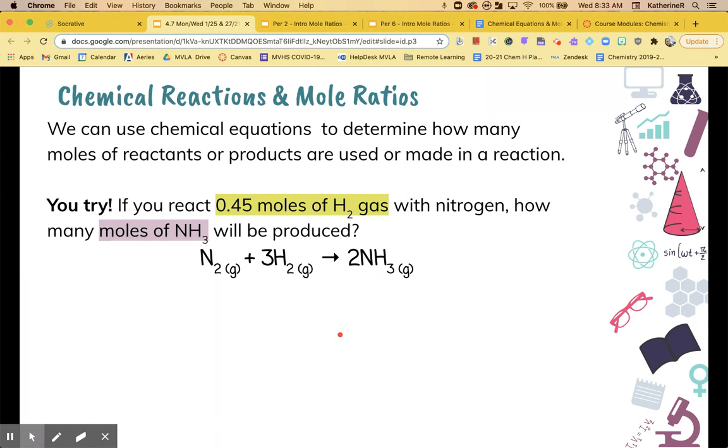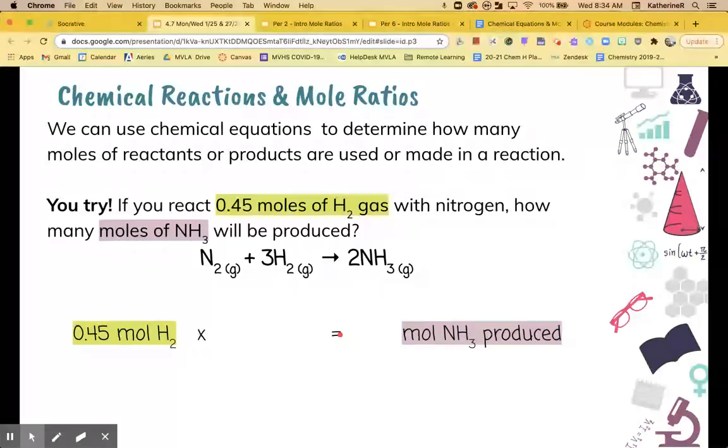Okay, so hopefully you had a chance to set this up. So we have, if you react 0.45 moles of H2 gas with nitrogen, how many moles of NH3 will be produced? Well, what I'm starting with here is 0.45 moles of H2, right? And I want to know how many moles of NH3 are going to be produced. So again, we're going from moles of one substance to moles of another, and so we need to use mole ratio.